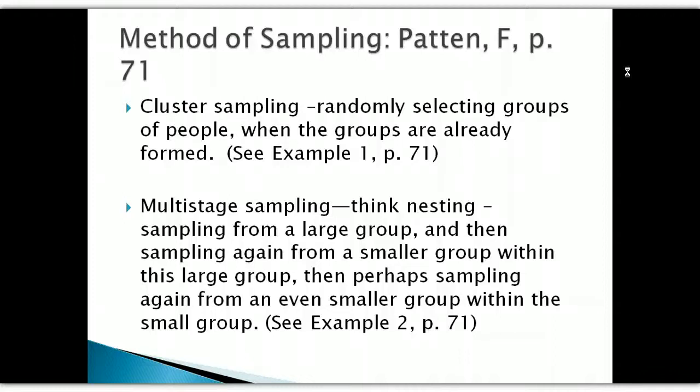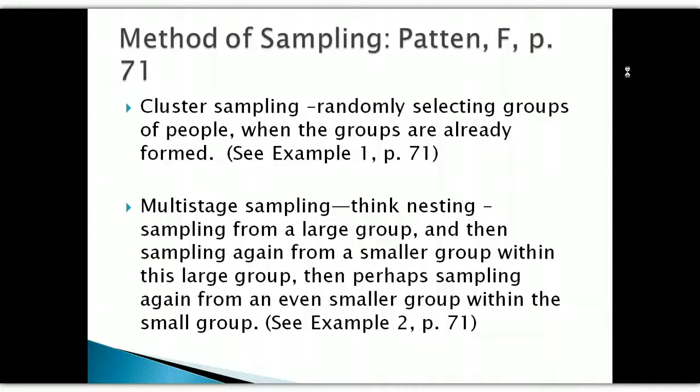Another example the book uses is, let's say you're studying some high school students and they're already divided up into homeroom classes. Well, you can randomly select different homeroom classes to use for your study instead of randomly selecting individual students. Again, that's cluster sampling. If you want to see how to write about cluster sampling in your research proposal, look at example 1 on page 71.